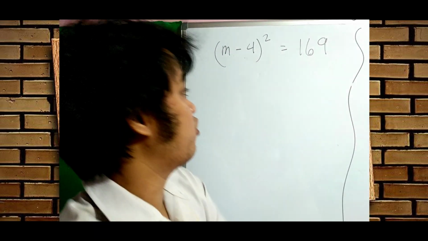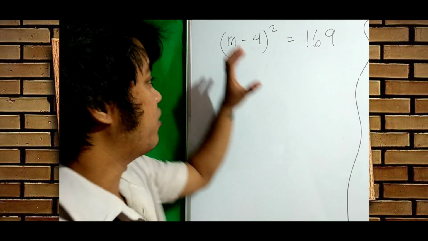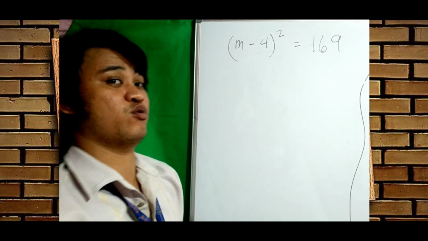Let's have a different approach, a different example. So we have now m minus 4 quantity squared is equal to 169.